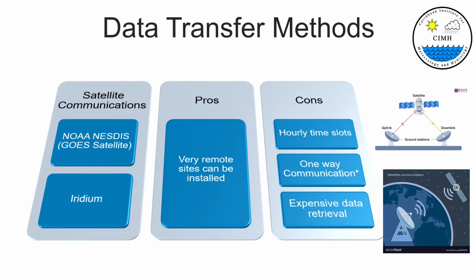Satellite communication. Data is sent up to a geostationary satellite, for example, NOAA NESDIS and Iridium. This lends for very remote sites to be installed. Hourly slots are usually allocated. Communication is one way, and in the case of Iridium, data transfers can be relatively expensive.